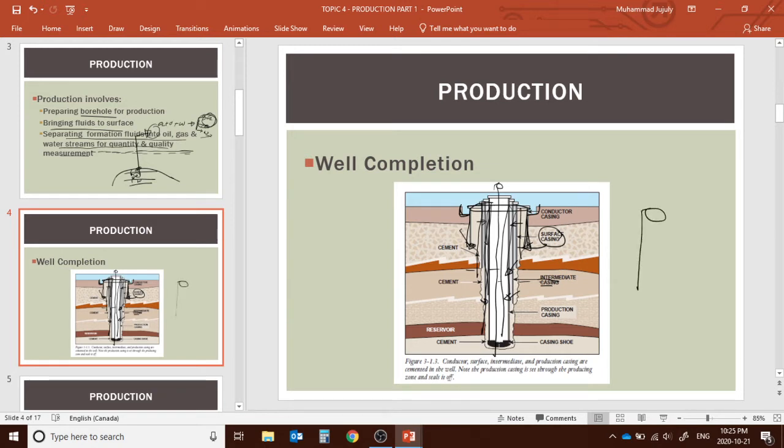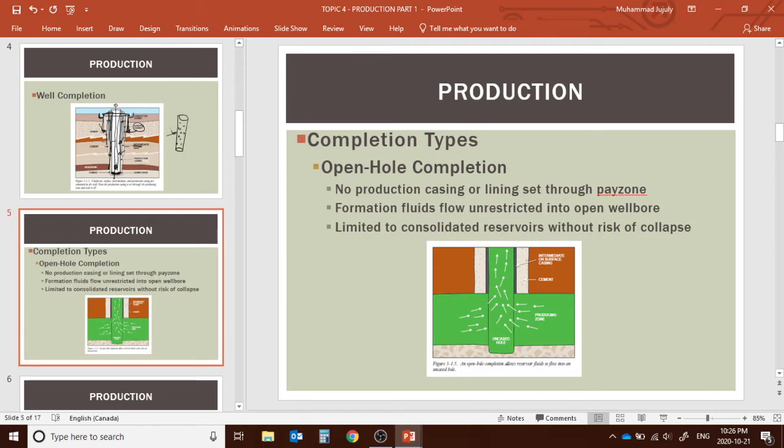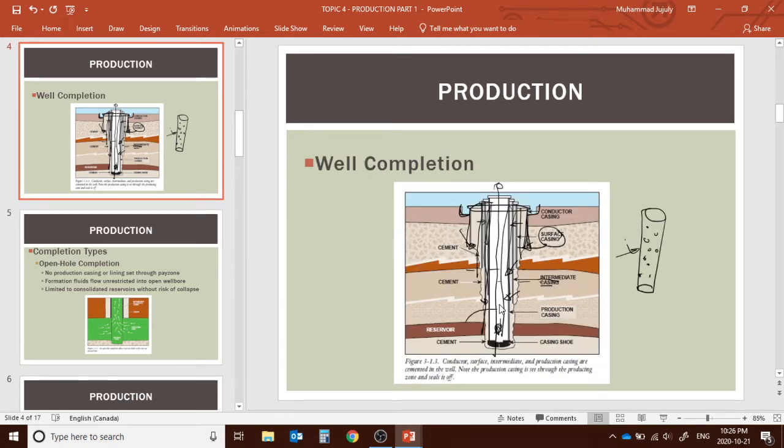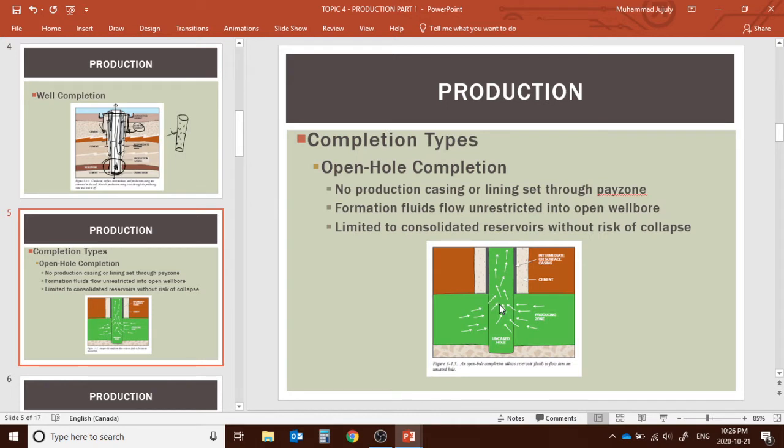This production casing actually looks like this, and it has some holes in it. Why it has holes, we'll learn in later slides. The conductor casing doesn't have any holes, but the production casing and the tubes we send inside have holes. Here, when we put the tubes inside, this is the production zone, and we zoom in on this area.